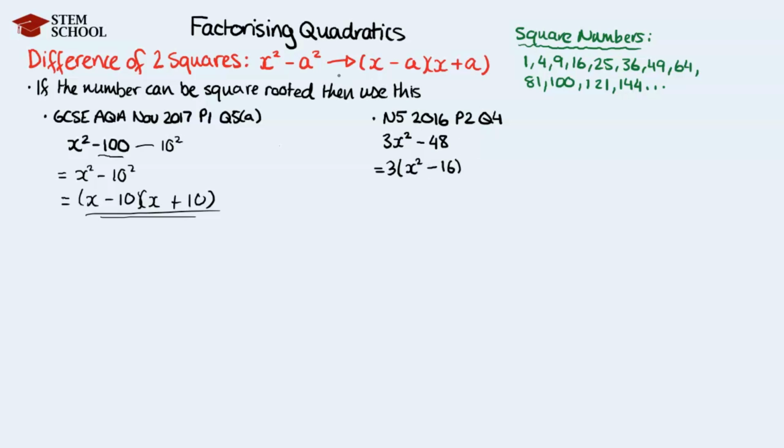So this is a form like this, okay, because let's look at the number minus 16. Is 16 a square number? Yes it is, because it can be rewritten as 4 squared. So let's rewrite this whole expression. We've got x squared minus 4 squared, okay? Now we can just use this form and just copy it like this. We have 3, x minus 4, x plus 4. Simple as that.